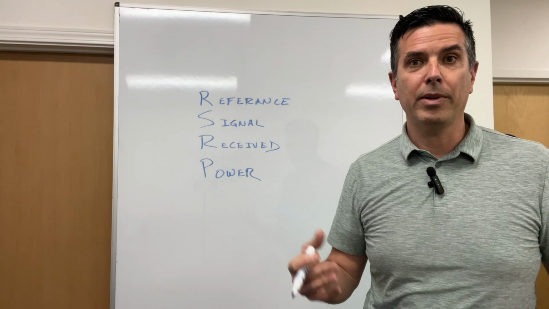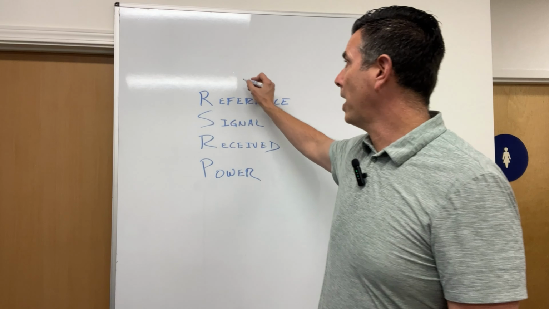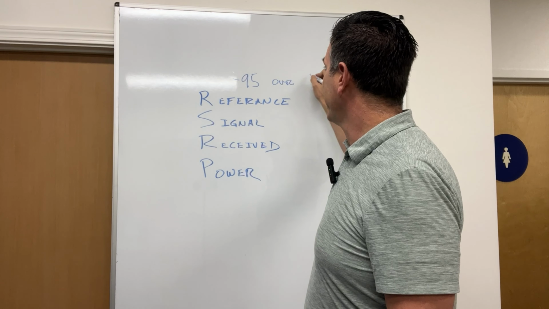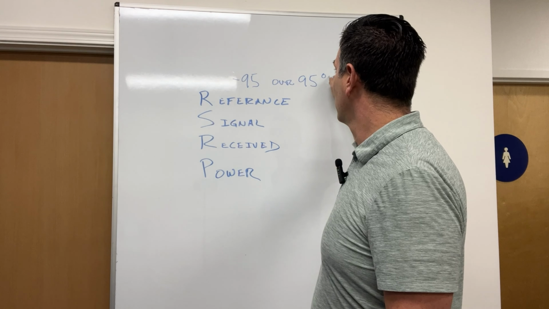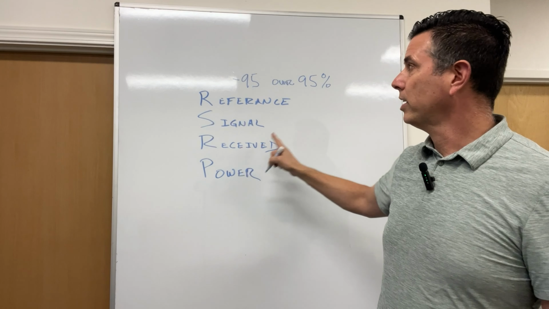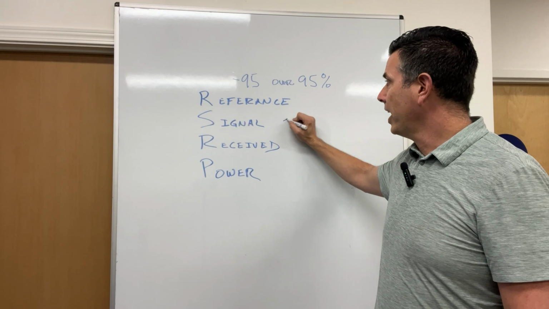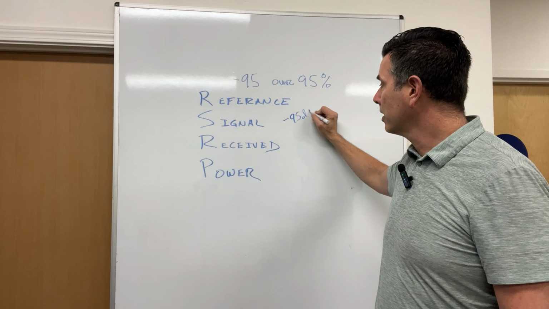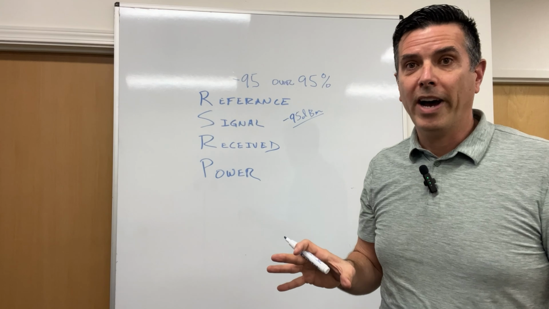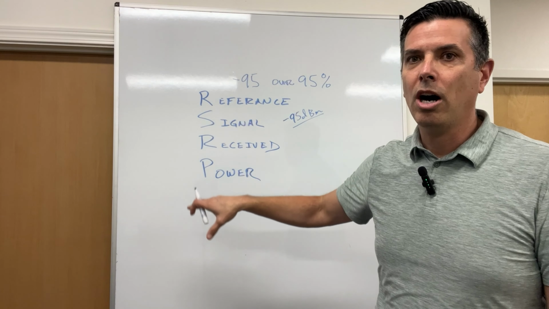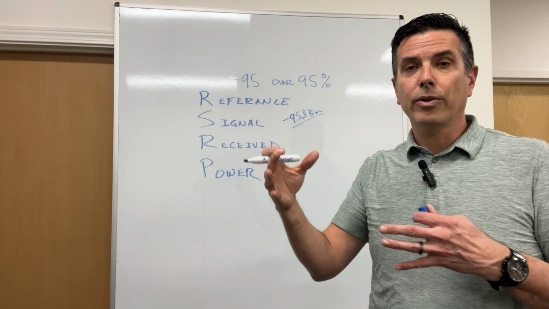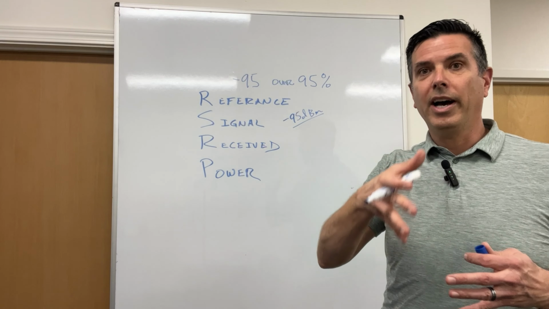meets the design requirements. Most of the time when you hear people talk about neg 95 over 95% of a building, they're talking about RSRP. They want to see a minimum signal level of neg 95 dBm, it's a power measurement, over 95% of the building. So that's very common. So neg 95 and closer to zero, so neg 95, neg 90, neg 85, neg 80.